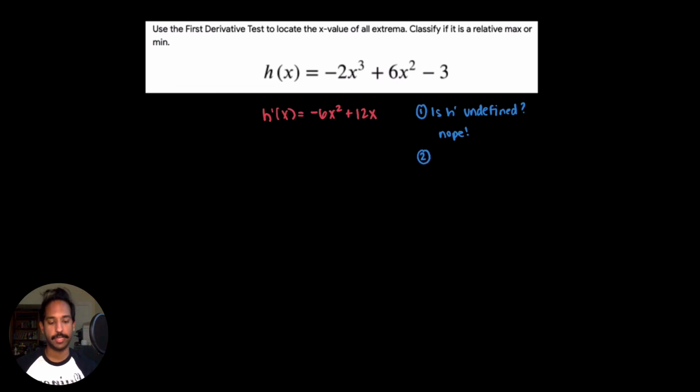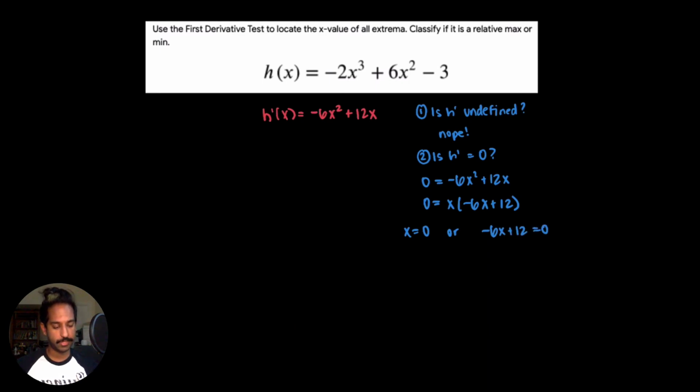We then have to check, is h prime equal to 0? And so we have to set it equal to 0. 0 equals negative 6x squared plus 12x. I see I can factor an x out of both of these terms, so I get 0 equals x times negative 6x plus 12. And using the zero product property, I can say x equals 0, or negative 6x plus 12 equals 0. The left side's already done. Here, I'm going to add 6x to both sides. 12 equals 6x, so x equals 2. Alright, so now I have two critical points to look at: x equals 0 and x equals 2.